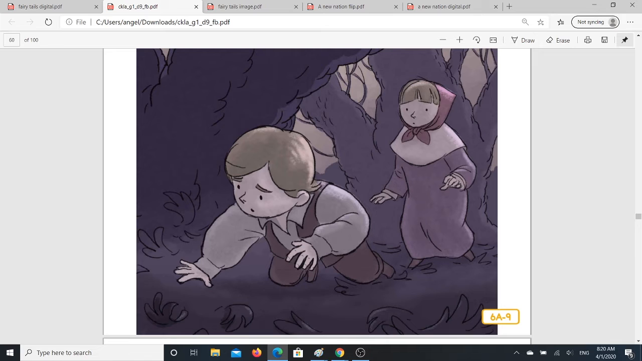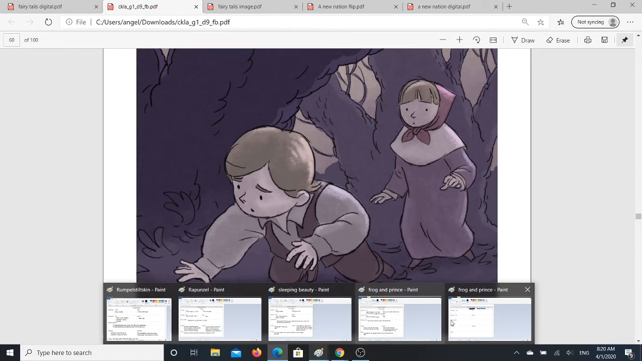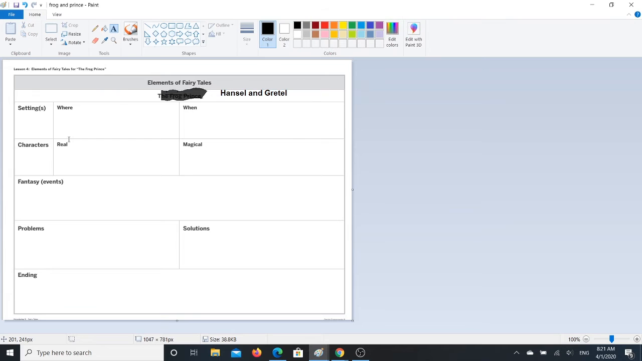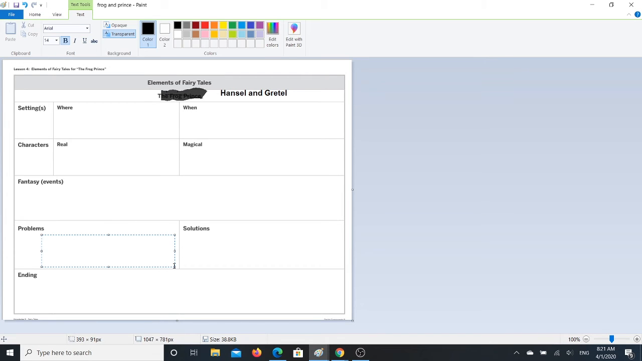You're going to hear the rest of this fairy tale tomorrow. So what problems do Hansel and Gretel have in the story? We can go to this page here. I'm having some problems with my snipping tool, so I had to take a copy of the Frog Prince and change it to be Hansel and Gretel. What problems are they experiencing? I'm going to go ahead and put this here in the problems box right now.